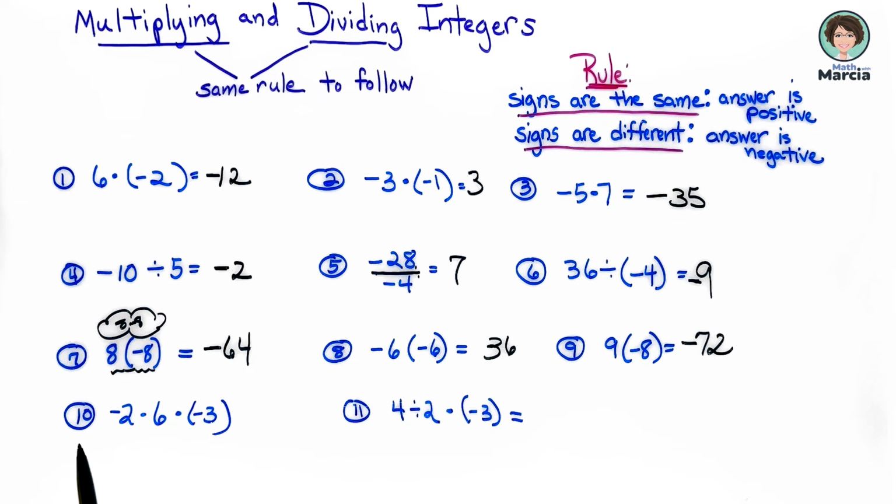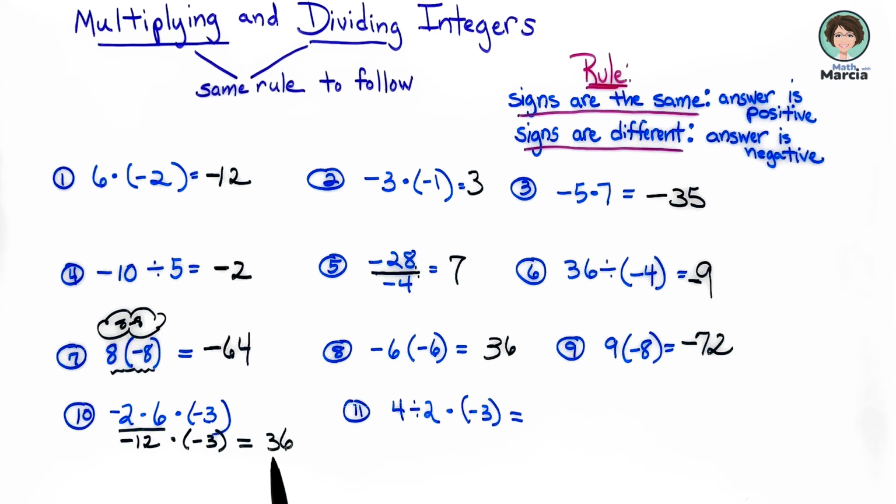Well, what happens if you have a problem like number 10, where there's more than one problem to do? So we will start, just like with order of operations, on the left, solve it, and then do the final step. So negative 2 times 6, well, 2 times 6 is 12, and that has to be negative because one of them is negative. And now I'm just going to copy the rest of the problem. When I copy the rest of the problem, I have a negative 12 times a negative 3. Well, they're both negative, so I know my answer is going to be positive, and 12 times 3 is 36.